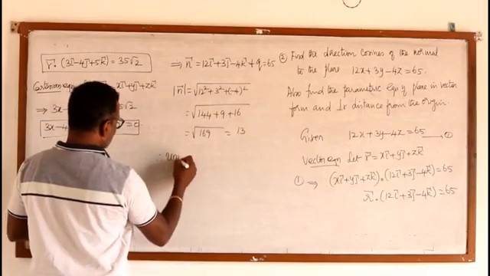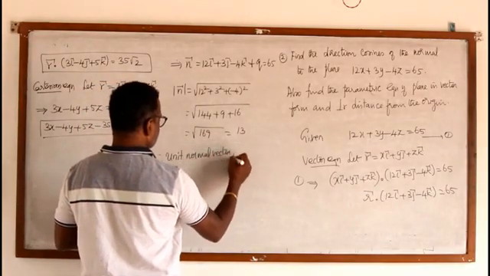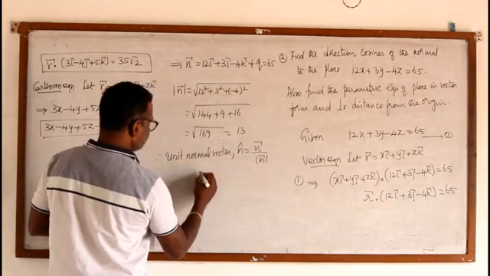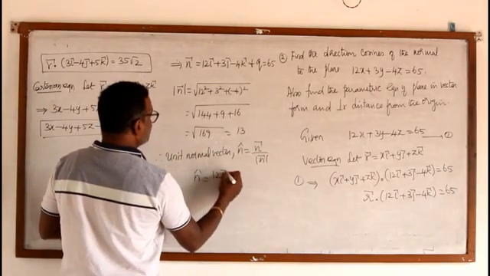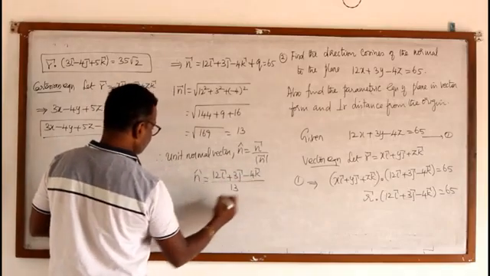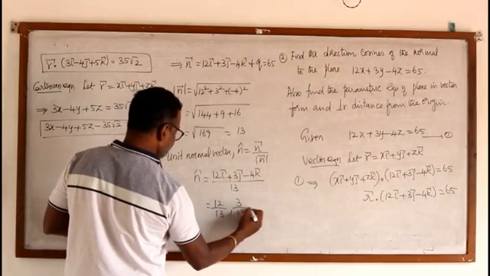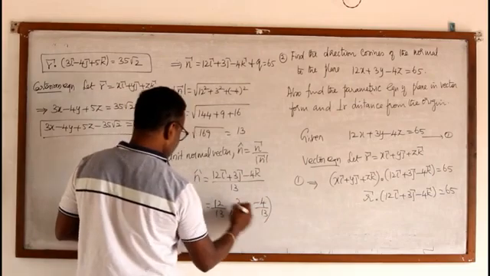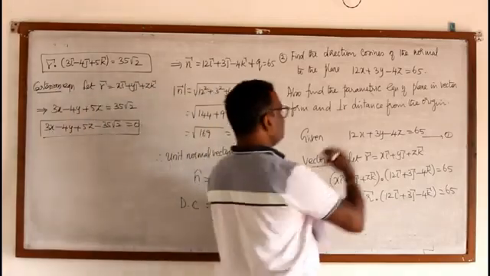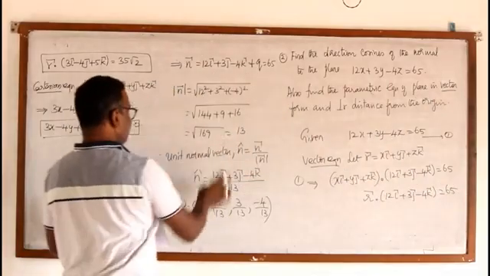Therefore, unit normal vector n cap is n vector by modulus of n vector. That is n cap equal to 12i plus 3j minus 4k by 13. If I divide separately, 12 by 13, 3 by 13, minus 4 by 13. These are our direction cosines. So I found the vector equation, and I found the direction cosines.